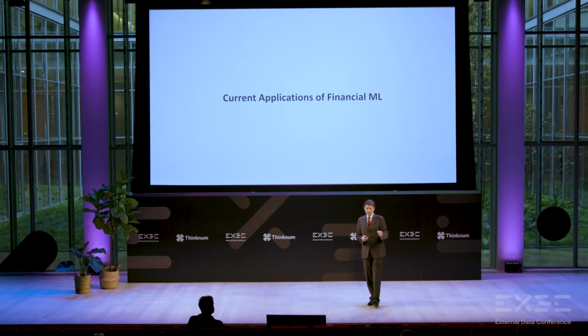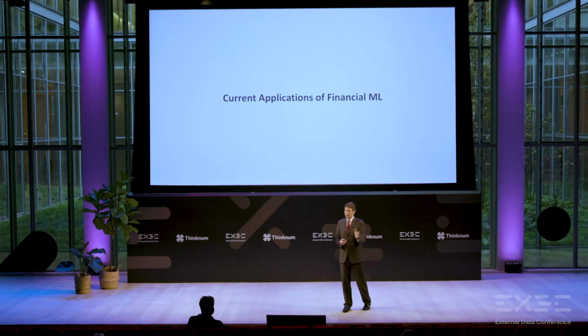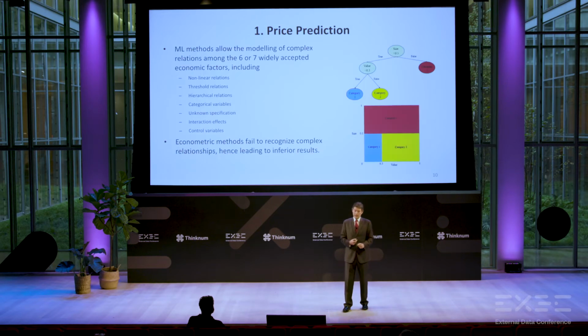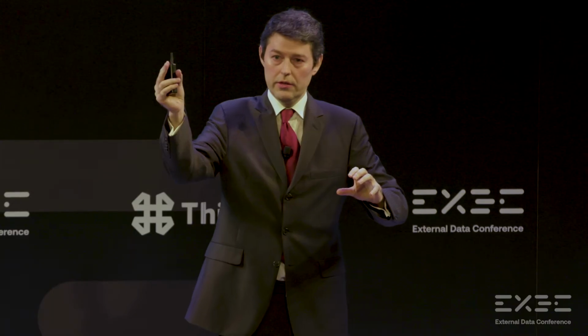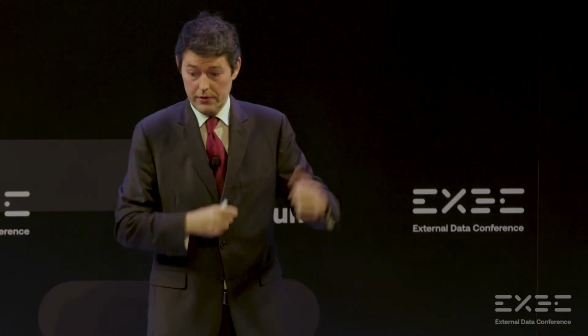Let me list 10 applications of machine learning where we have passed beyond the hype. Perhaps I should start with the most popular of all, price prediction. There are several reasons why machine learning should be successful at predicting prices. Number one, typically prices follow very complex nonlinear relations that involve thresholds. Sometimes below a certain threshold, the relationship operates in one way. Over a threshold, the relationship operates in a different way, just like during the flash crash.